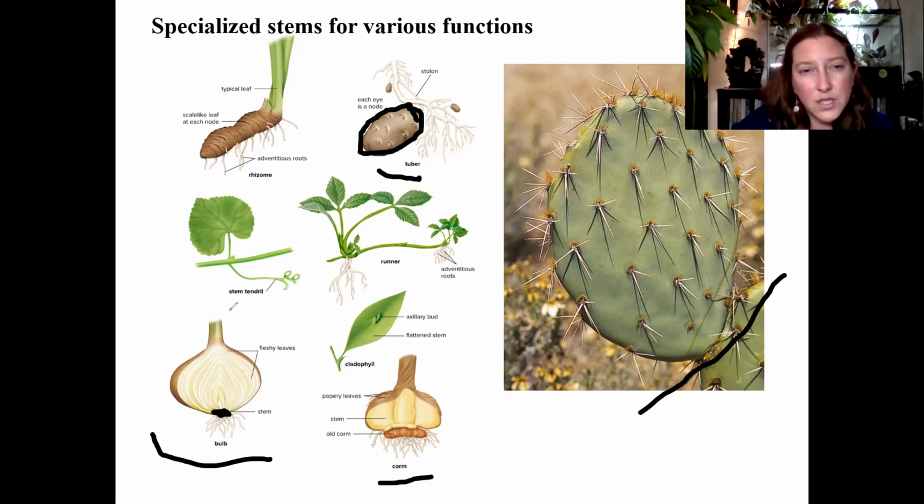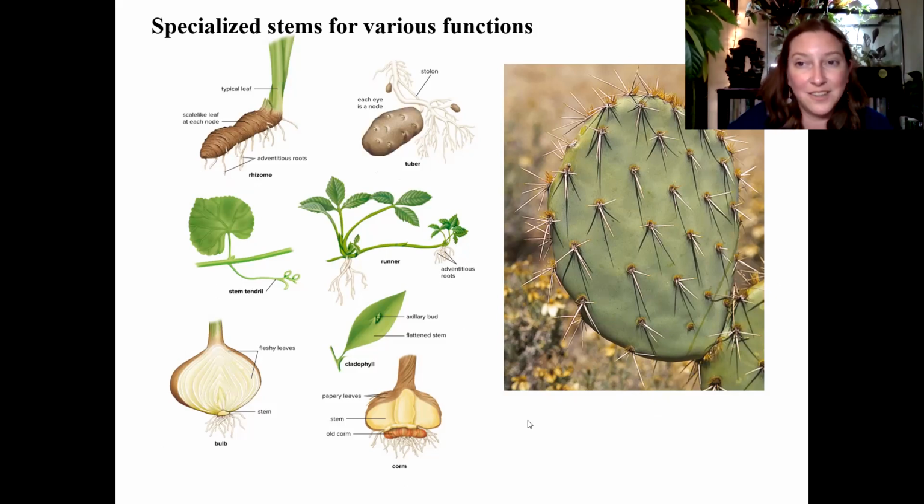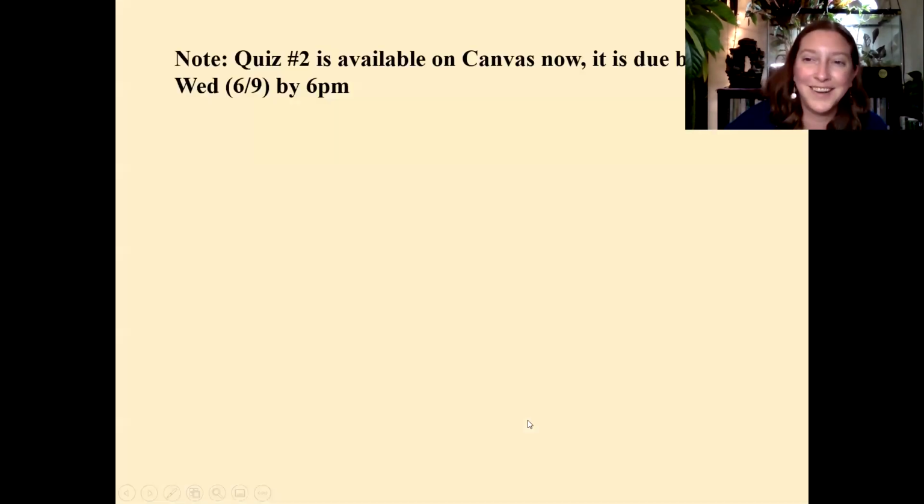And in other situations, the variation on the stem is to help the plant either climb or spread out. So for example, here with a stem tendril, tendrils will help the plant climb, whereas this rhizome and runner will help the plant grow to new locations.